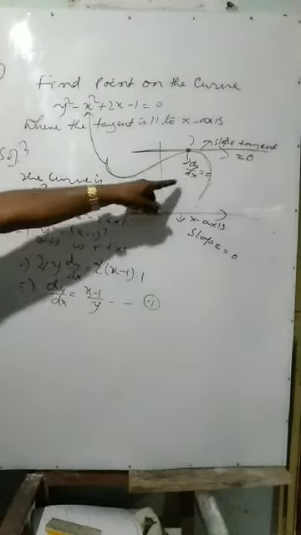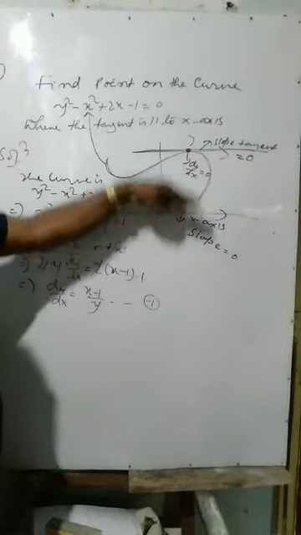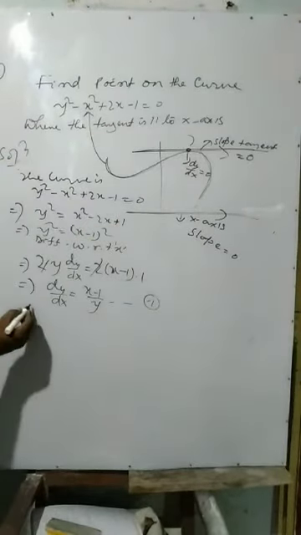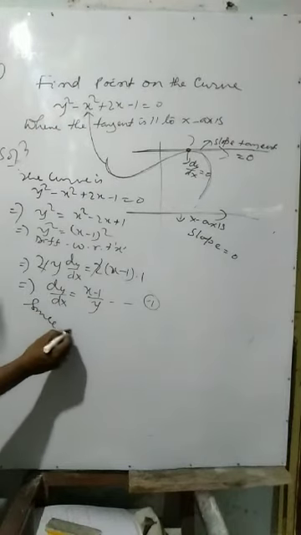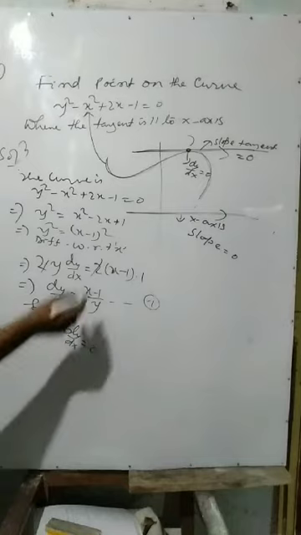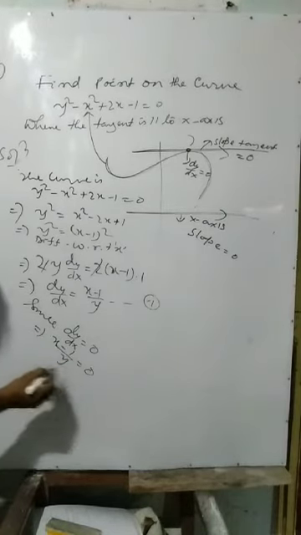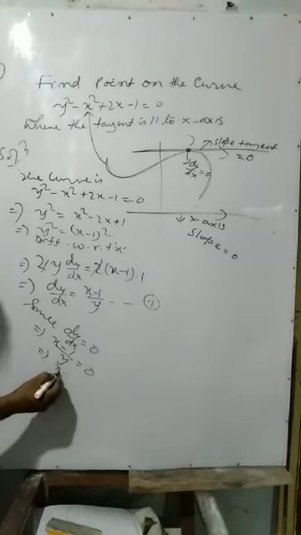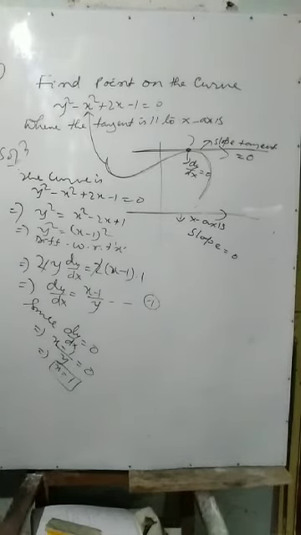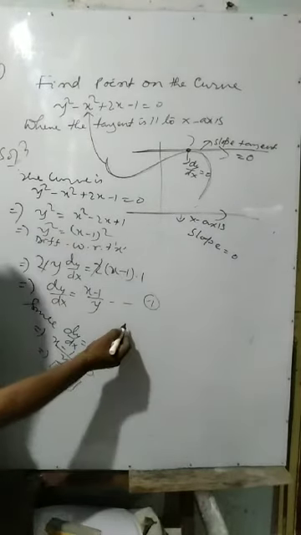Here dy by dx equals 0 because you know the slope of the x-axis is 0, and any parallel line will have slope 0. Since dy by dx is equal to 0, that means x minus 1 by y equals 0. So x equals 1. Put x equal to 1 in the equation to get the value of y.